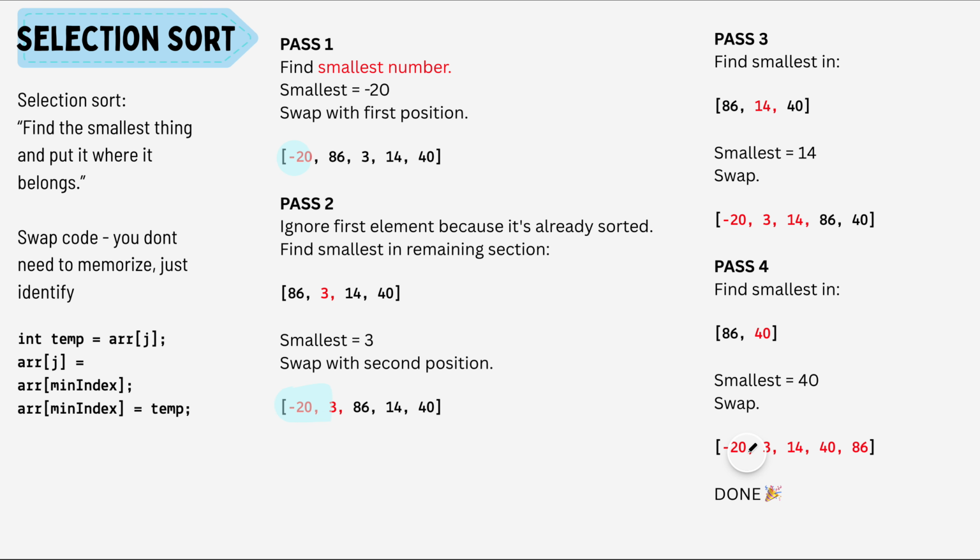Now remember, questions on selection sort can come like, what happens after the third pass? So you would essentially find and pick the answer that would look something like this, because that's what happened after the third pass.